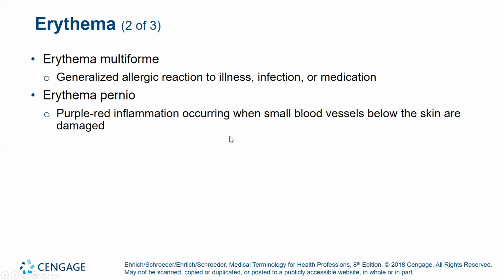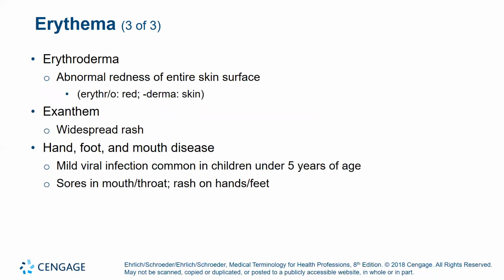Erythema multiforme. This is a generalized allergic reaction to illness, infection, or medication. We have erythema perstans. This is purple, red inflammation occurring when small blood vessels below the skin are damaged. Erythroderma. Looking at this term, erythro is red, derma is skin, so it'd be red skin, which is an abnormal condition. Next, we have exanthem. This is just a widespread rash.